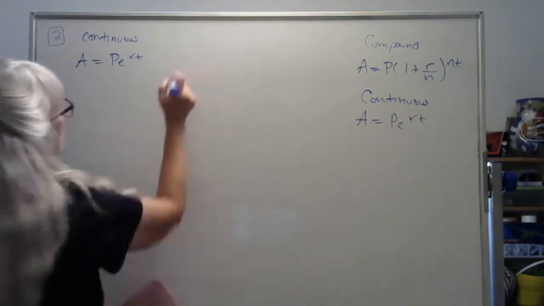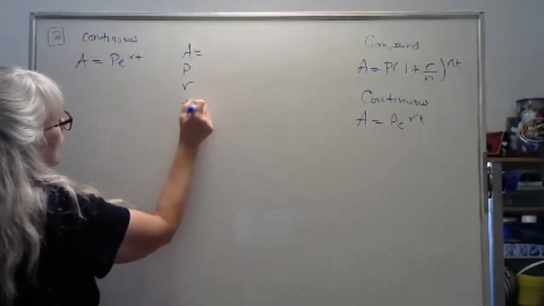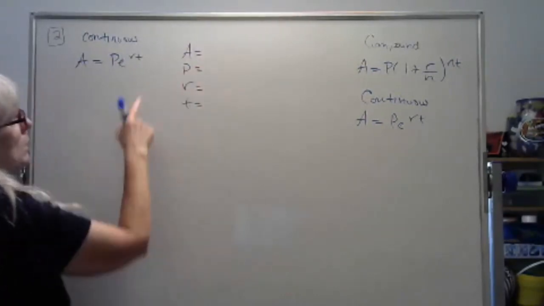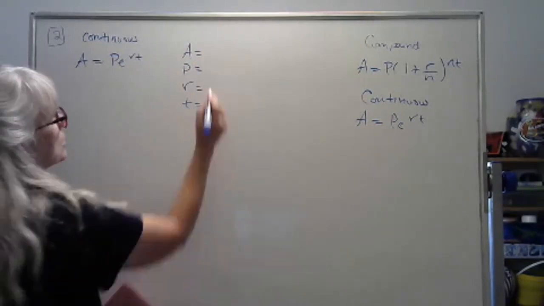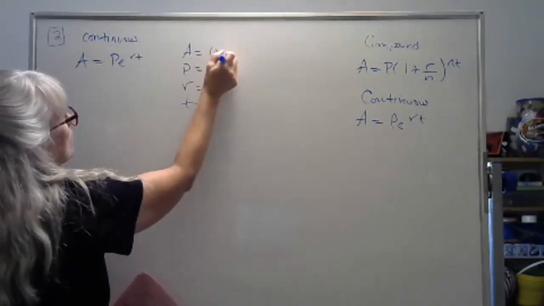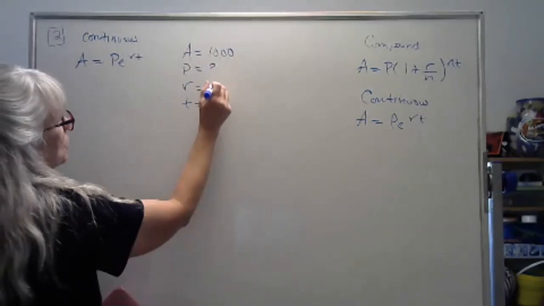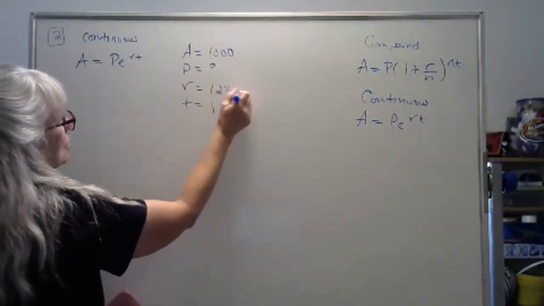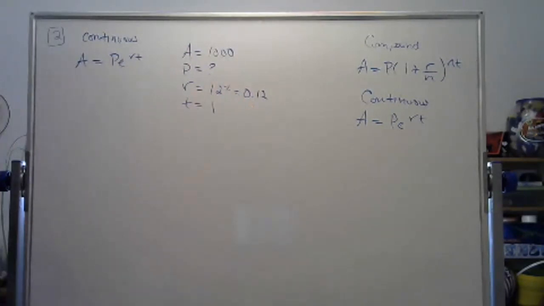Okay, what do we know? Well, those are the variables in our formula, A, P, R, and T. Find the principal needed now. So the principal is the unknown. We know we want $1,000 after 1 year at 12%. 12% translates into 0.12. So there's all the information. So now we'll plug that into our formula and then work on our formula.